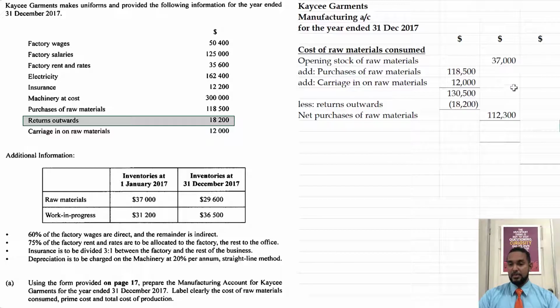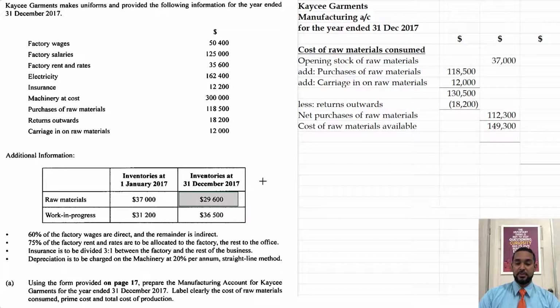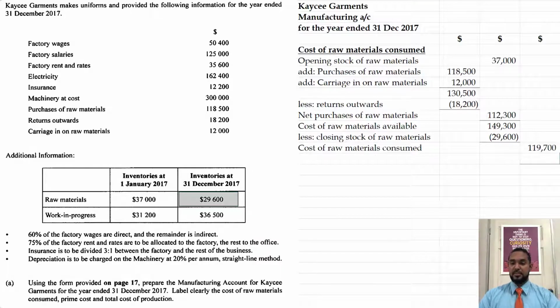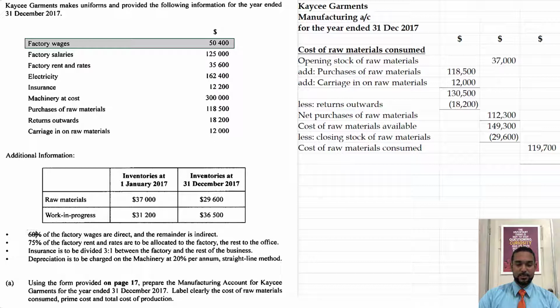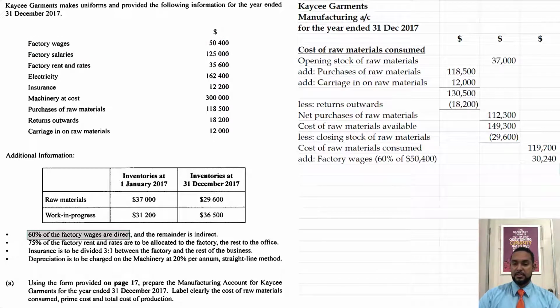Okay, so that's going to be added to the opening stock. It's going to give us the cost of materials available. From that, we subtract the closing raw materials. Right? Like I said, just like a cost of goods sold section. So that's going to give us the cost of materials consumed, 119,700. Now, to that we add labor, direct labor. So we were told that 60% of factory wages are direct. All right, so 60% is 30,240, which gives us a total prime cost of 149,940.